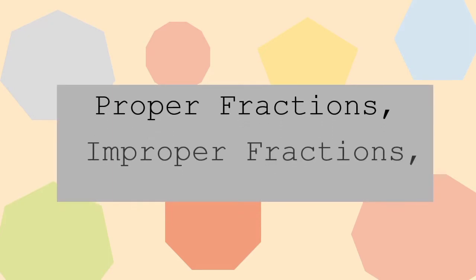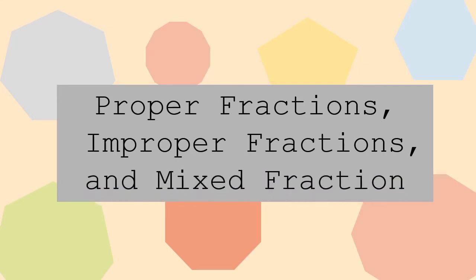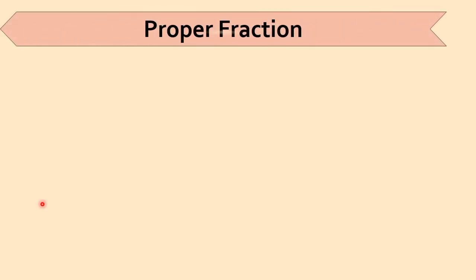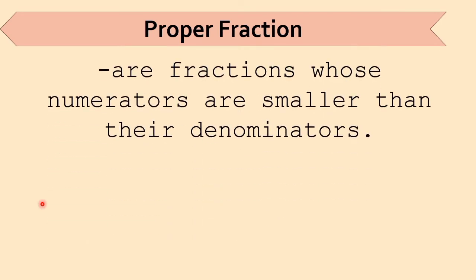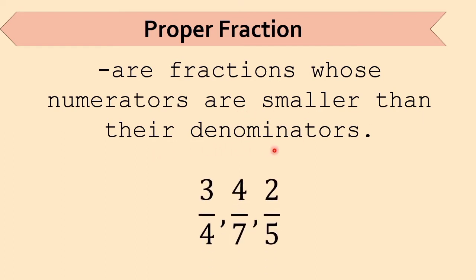There are 3 types of fractions. These are proper fractions, improper fractions, and mixed fractions. What is a proper fraction? These are fractions whose numerators are smaller than their denominators. For example, 3 over 4, 4 over 7, and 2 over 5. Our numerators, 3, 4, and 2, are smaller than their denominators 4, 7, and 5. So they are called proper fractions.